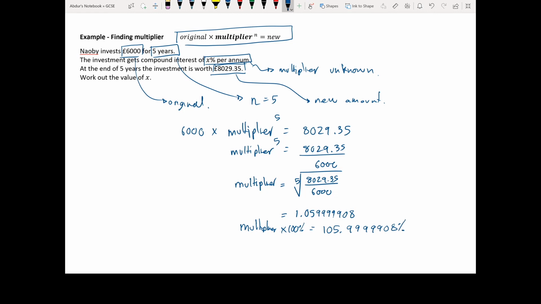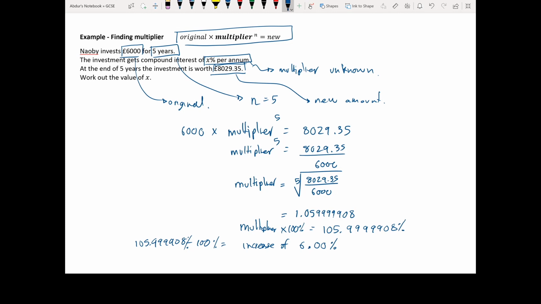Original amount is always 100%. So from 100% to get to 105.999908%, it's obviously increased by, I'll just write down now to 3 significant figures, 5.99999908%, which then, if I round to 3 significant figures, is 6.00%. So an increase of 6.0%. How did I work that out? All I did was 105.99999908 minus the 100% that we start off with originally. That's how I got that.